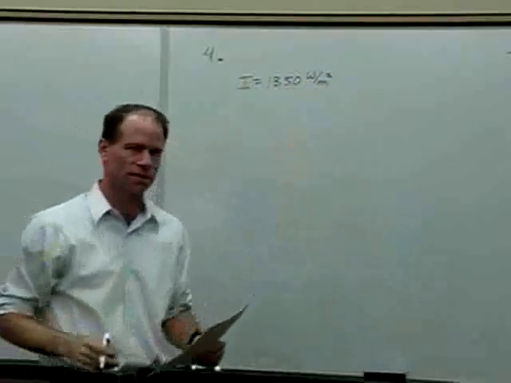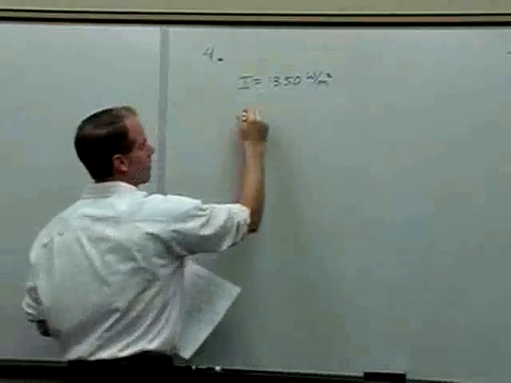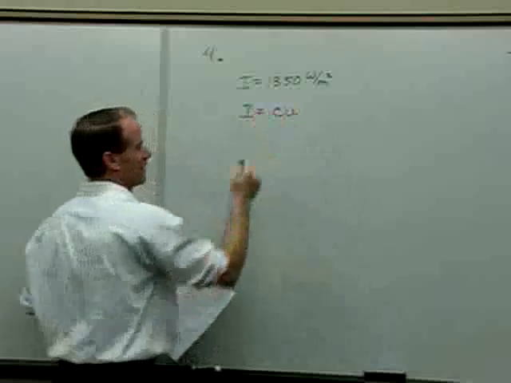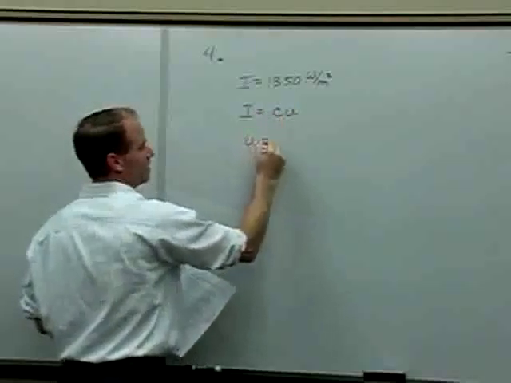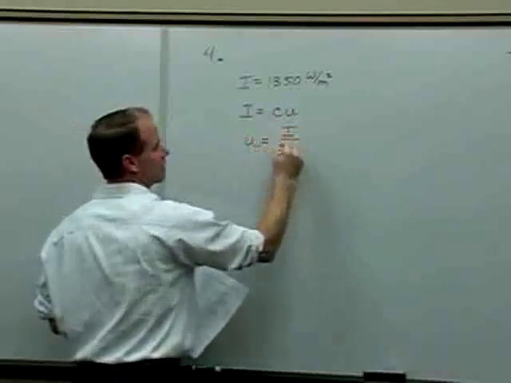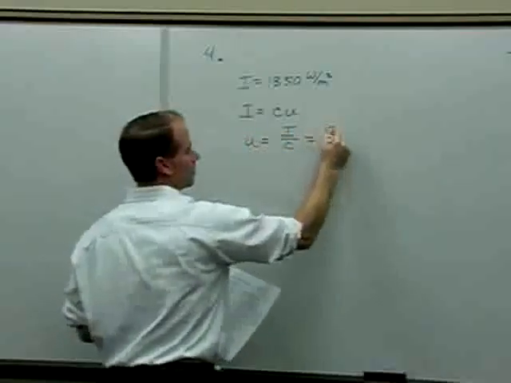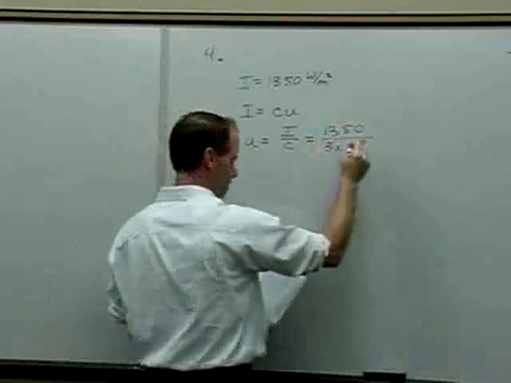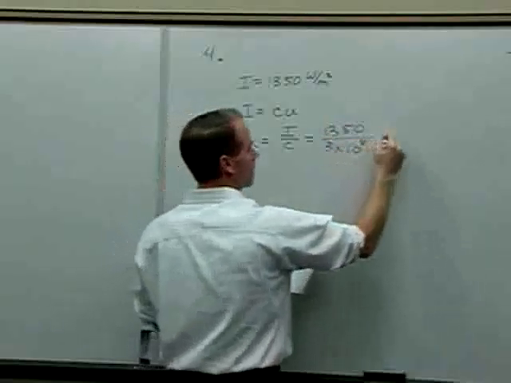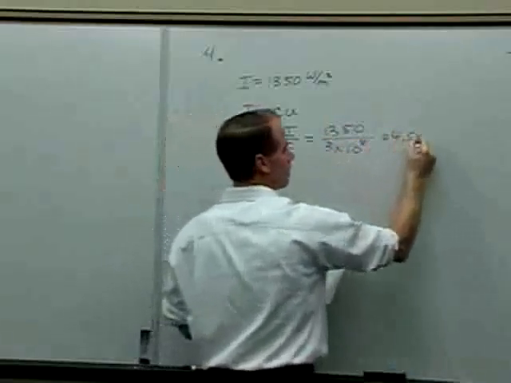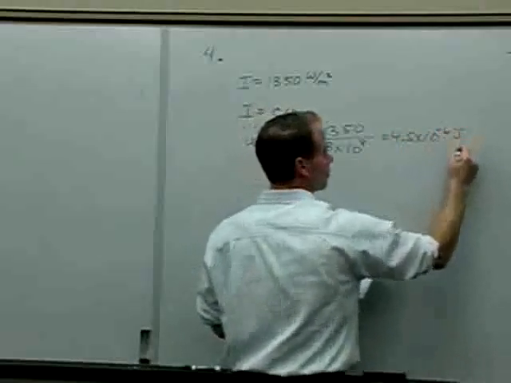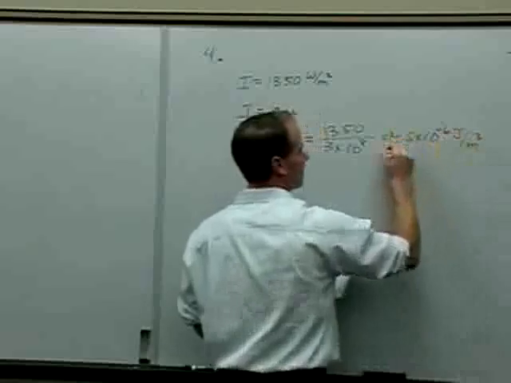And from the intensity we can get the energy density, since I equals cU. The energy density is the intensity divided by c. So that's 1350 divided by 3 times 10 to the 8, which is 4.5 times 10 to the minus 6 joules per cubic meter.